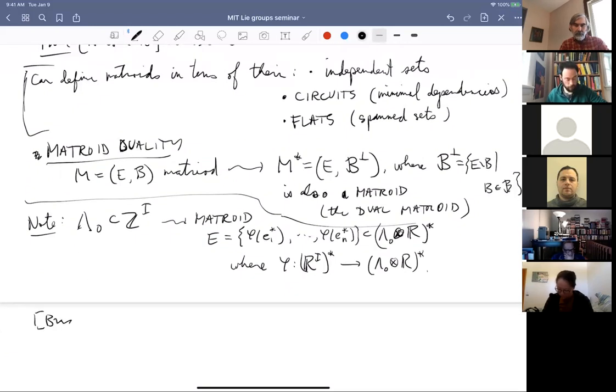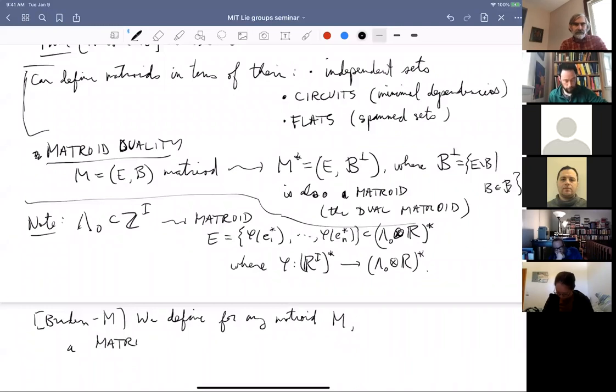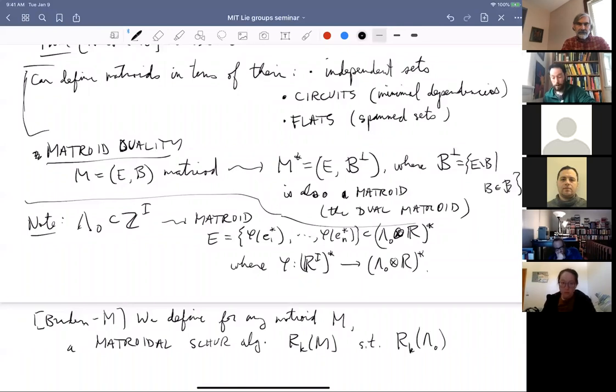And so this brings us back to the matroidal Schur algebras. So we define, for any matroid M, a matroidal Schur algebra R_K of M, such that R_K of M naught is R_K of the corresponding matroid.